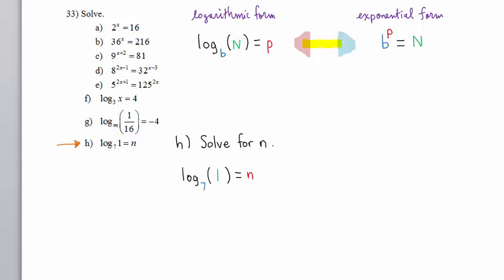In part H, we must solve for n. Converting to exponential form, base b is 7, power p is n, equals, and what I call the number capital N is 1. So we have 7 raised to the n power equals 1. And we know that 7 to the 0 power is 1. Therefore, indeed, the solution is n equals 0.